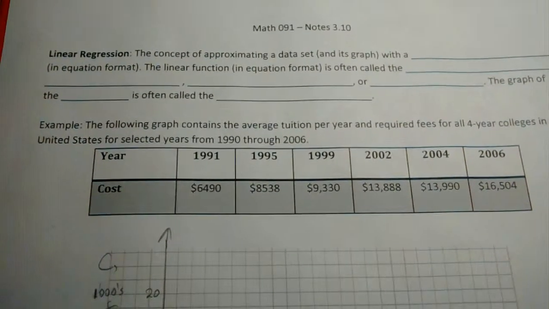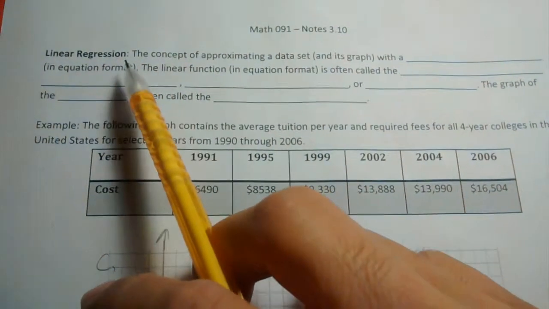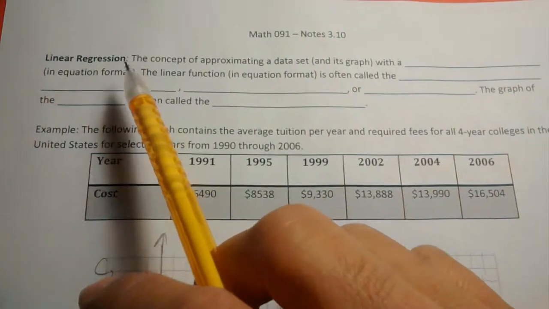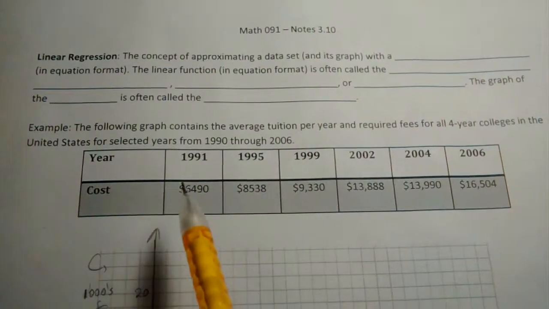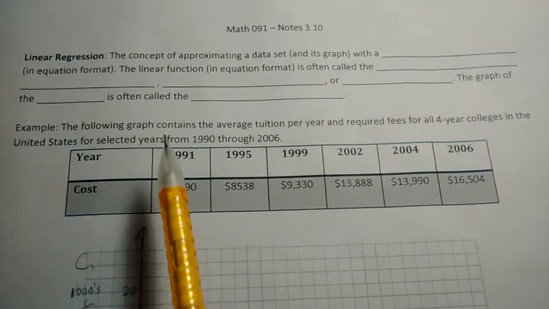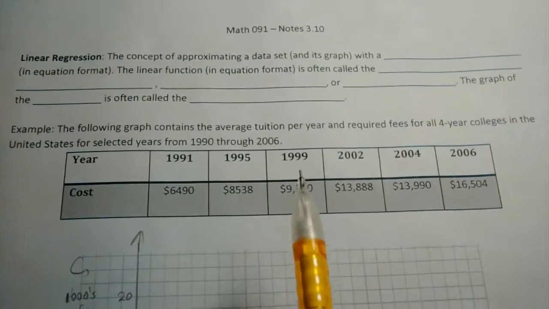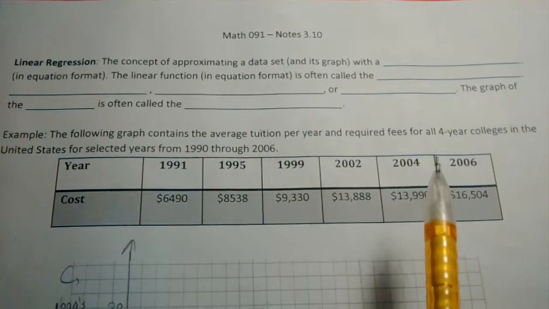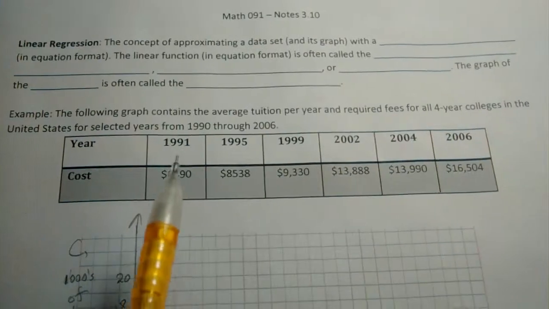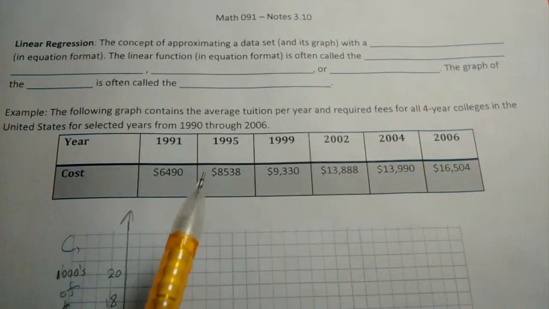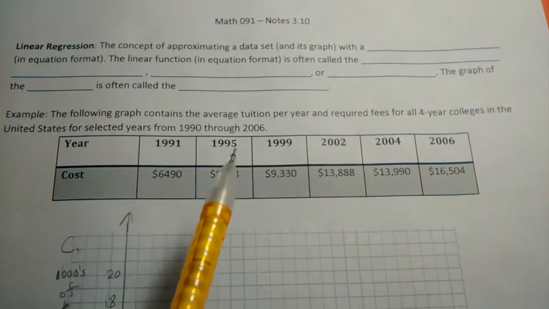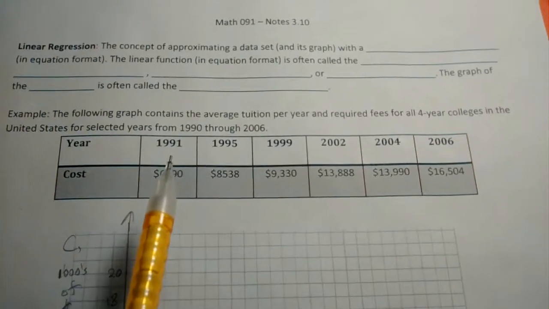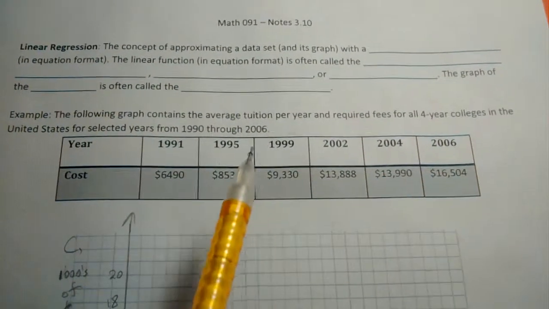In this section we talk about something called linear regression. And before we get into the concept of this, I want us to look at this scenario here. The following graph contains the average tuition per year and required fees for all four-year colleges in the U.S. for selected years from 1990 to 2006. So not all the years in between, but selected years.